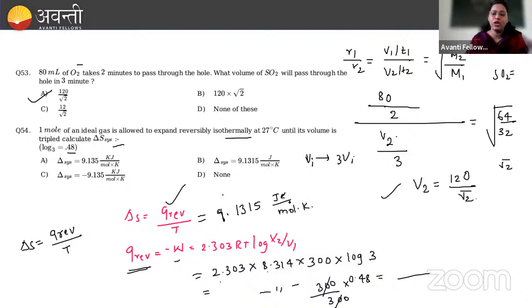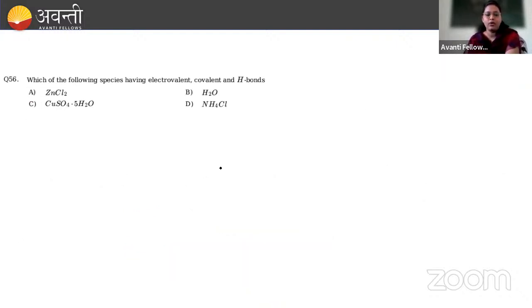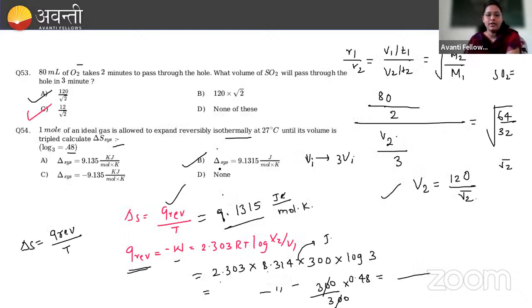Why have I taken joule here? Because the value of R is in terms of joule per Kelvin per mole. So when you do all this calculation, you will get 9.1315. That is option B. Any doubt regarding the problems, solutions? Right? Yeah, let's move on to the next problem.